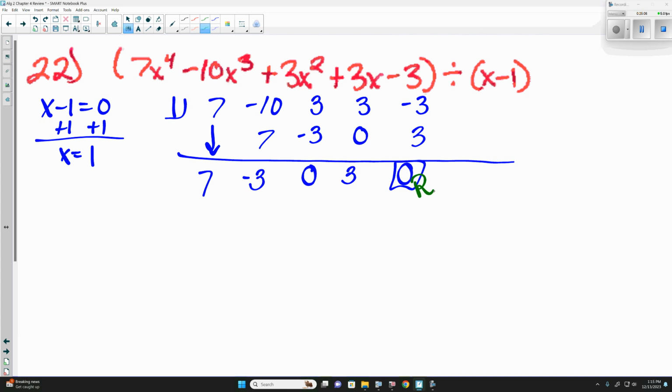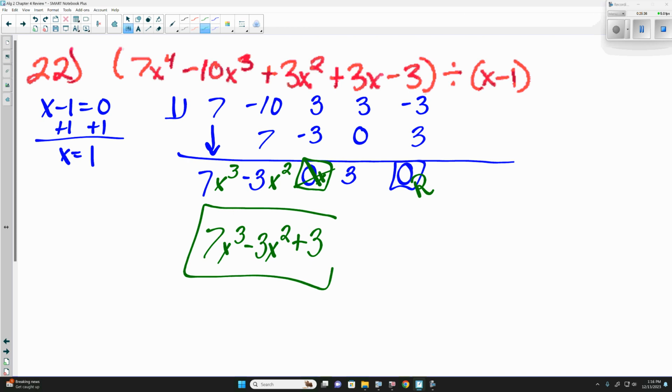Now, always put a box around the last number under the line because it is our remainder. The number in front of it is our term without x. The one in front of it is the term with x squared, x cubed, x to the third. So our answer is 7x cubed minus 3x squared. We don't need the 0x anymore. Plus 3. Now, whenever the remainder is 0, we do not have to add it in. We only have to add it in if the remainder is something other than 0.